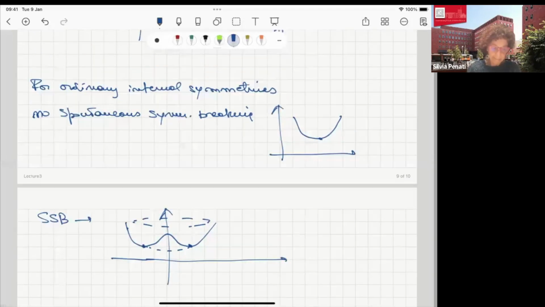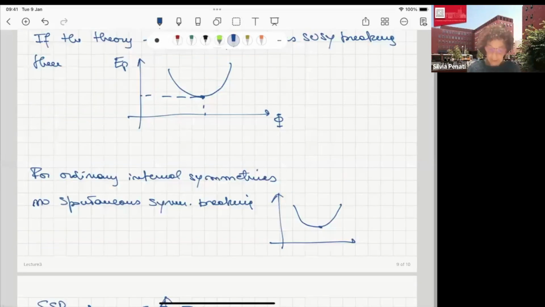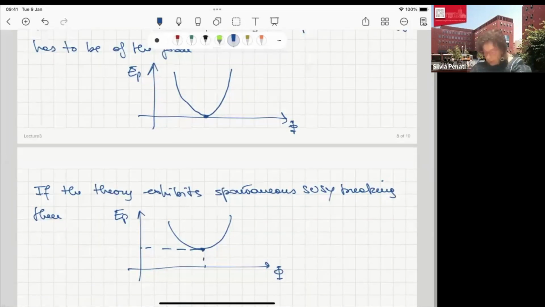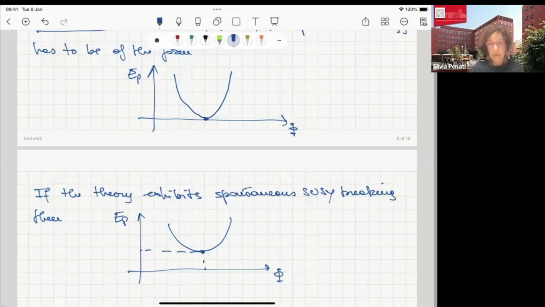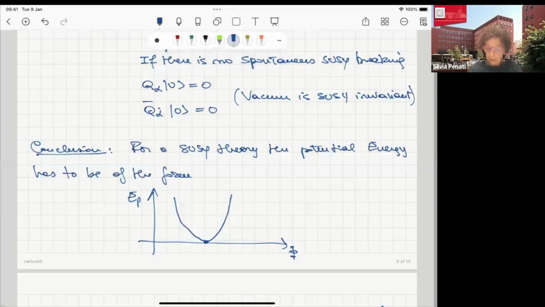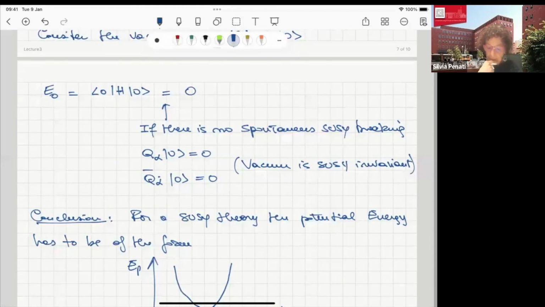Okay, so as I said, for supersymmetry, the criterion is minimum energy equal to 0, or minimum of the energy not equal to 0. Okay, this is the first important thing that we can infer from the algebra.